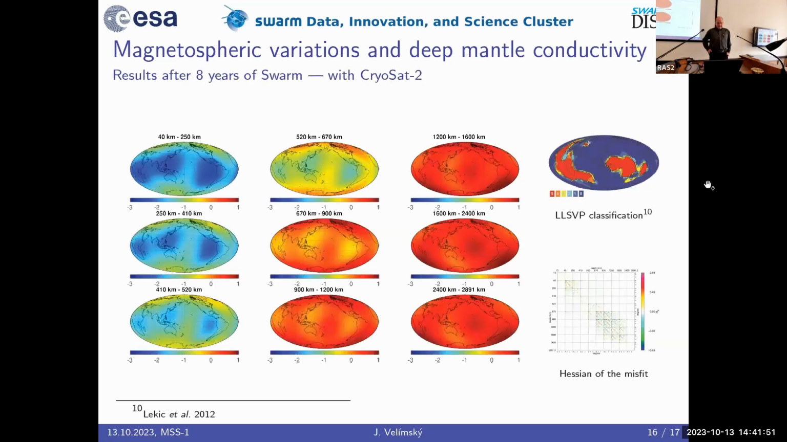And here are the results from generation 8 of these external and internal field products. You can see a model regularized, again, with horizontal smoothing, starting from the upper mantle, going basically through the whole mantle. Just for comparison, I'm showing this classification of LLSVP provinces in the lower mantle from a paper by Lekic. So of course, you might speculate that, due to the presence of melt, we can assign higher conductivities to these provinces. So this is just a speculation.